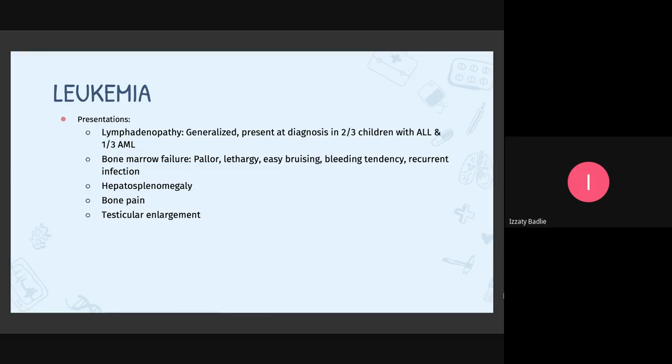Leukemia is one of the malignant causes of lymphadenopathy. In children, usually the most common type of leukemia is acute lymphocytic leukemia. They will have lymphadenopathy and also bone marrow failure features such as pallor, lethargy, easy bruising, bleeding tendency, and also recurring infection. They will also have hepatosplenomegaly, bone pain, and also testicular enlargement.